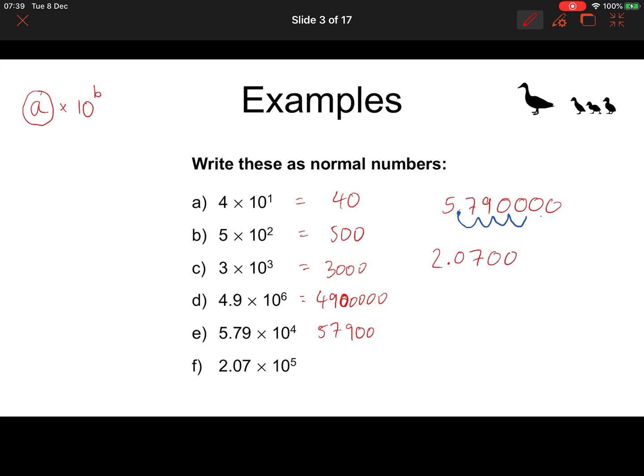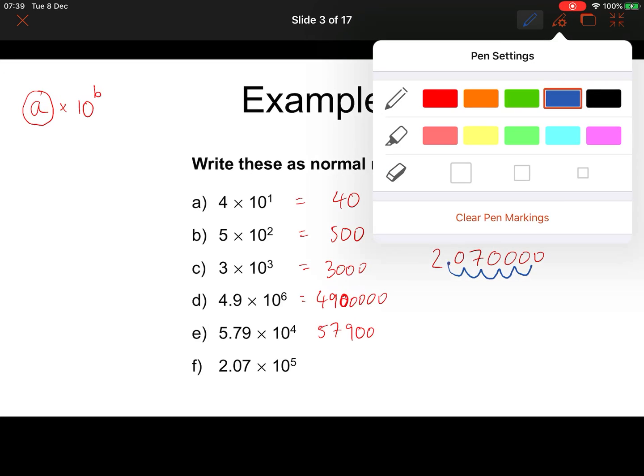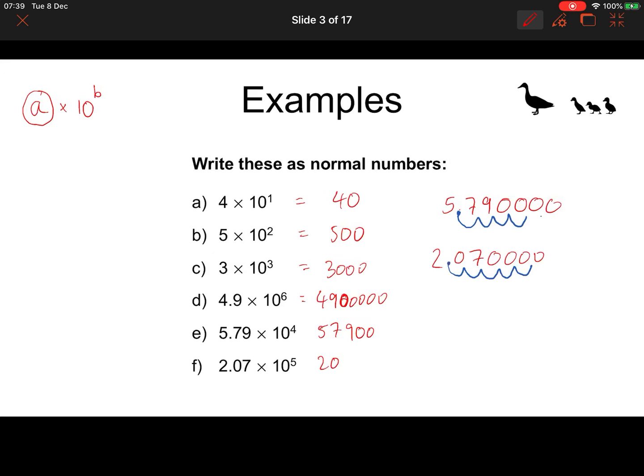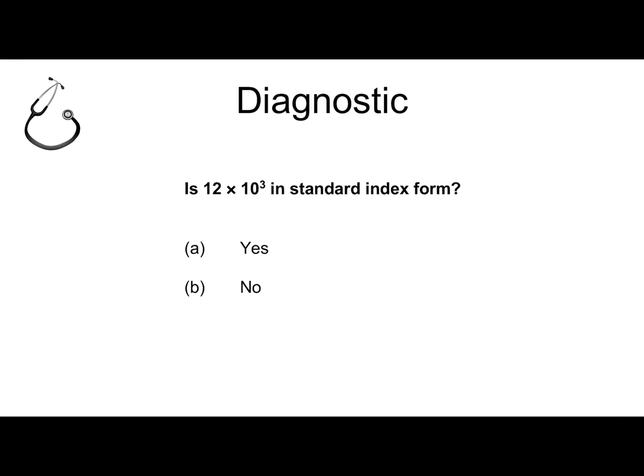Okay, and then 2.07. Put some zeros in to get you going. And then don't be a fool like I was a minute ago. 1, 2, 3, 4, 5. So the answer is 207,000. Okay, so it should be very, very easy.